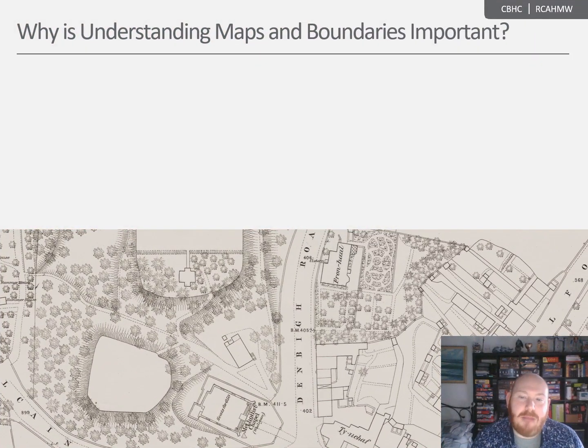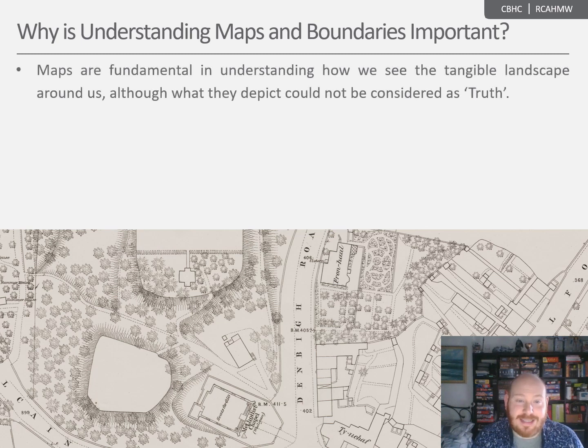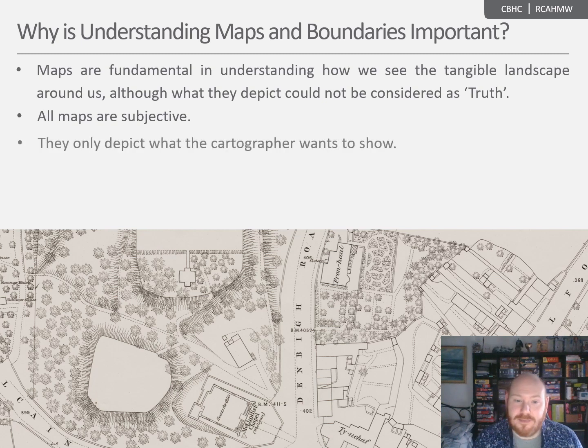So why is understanding maps and boundaries important? Well, firstly, maps themselves are fundamental in helping us to understand how we see the tangible landscape around us. Although what we've got to remember is that what maps depict isn't necessarily truth, in the sense that all maps, even modern ones, are subjective, but this is even more so when we look at historic cartographic sources. We've always got to remember that maps only show what the cartographer wants to be shown and what they've chosen to survey out in the field.